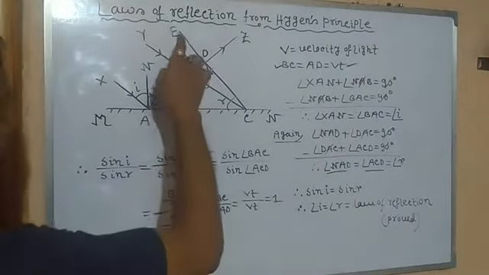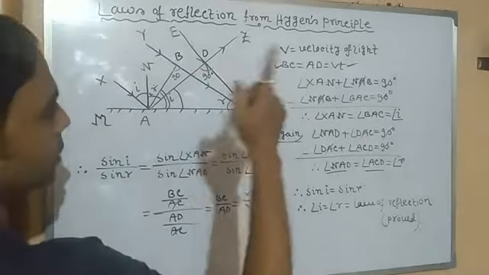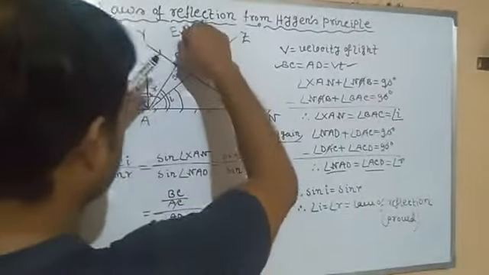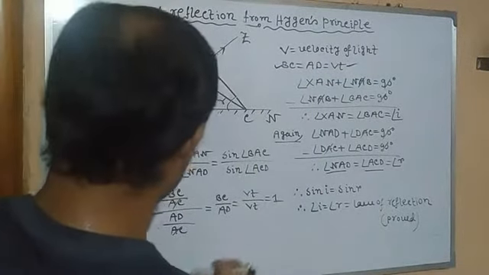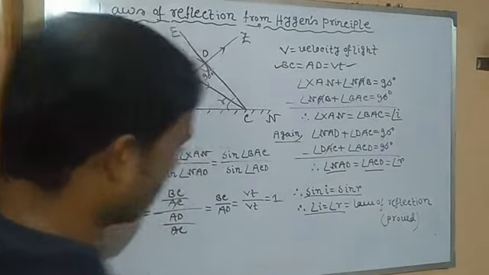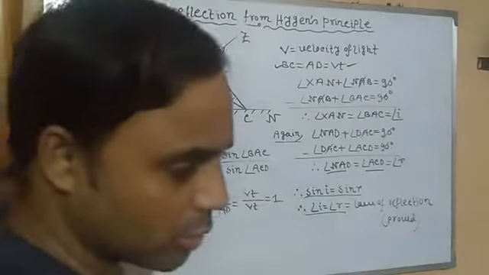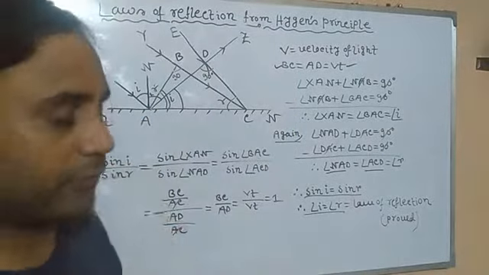At the time when B reaches C, A also reaches D. The speed of light is V. So at time T it will reach both, isn't it? So both reach at the same point. VT by VT equals 1. So since sin I by sin R equals 1, we can write sin I equals sin R. That is I equals R. That is, the angle of incidence equals the angle of reflection, which is nothing but the second law of reflection.